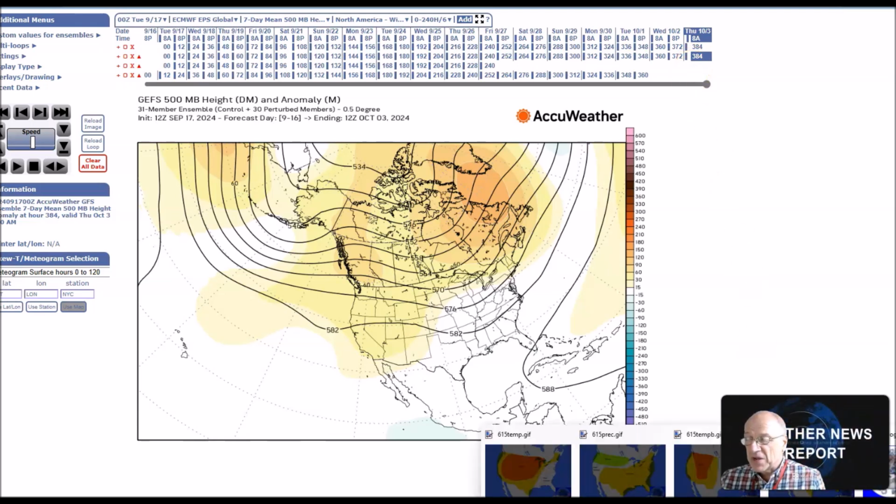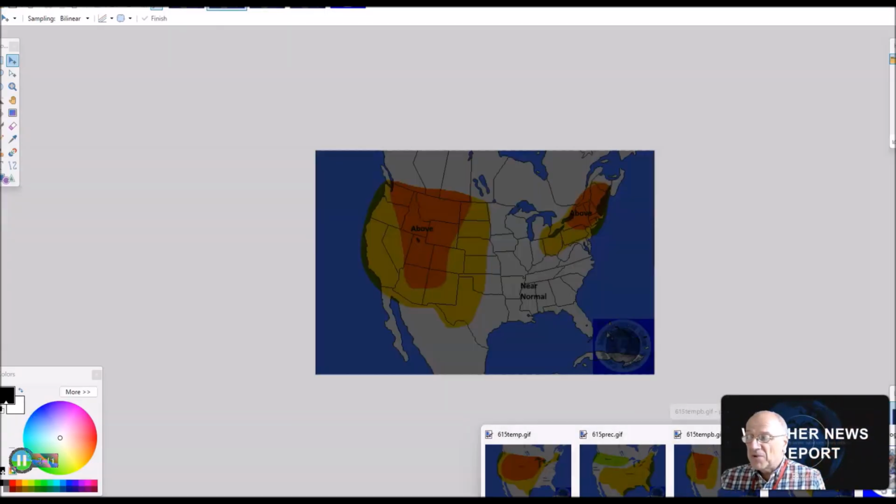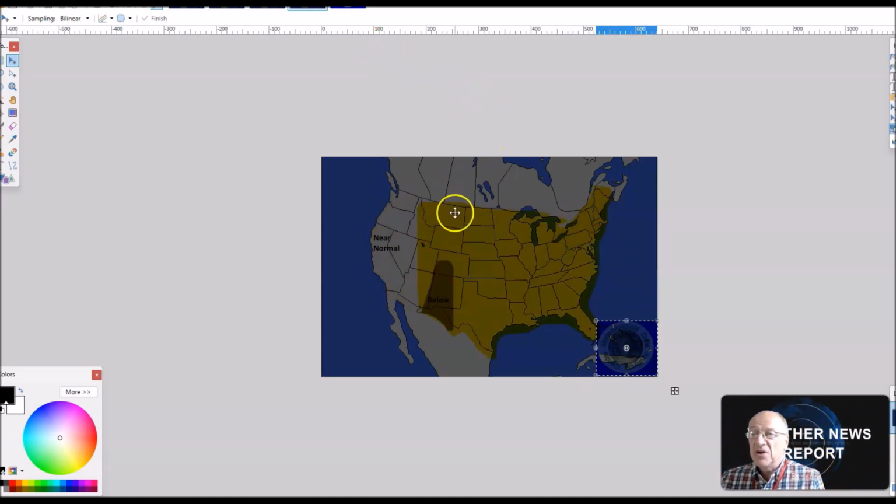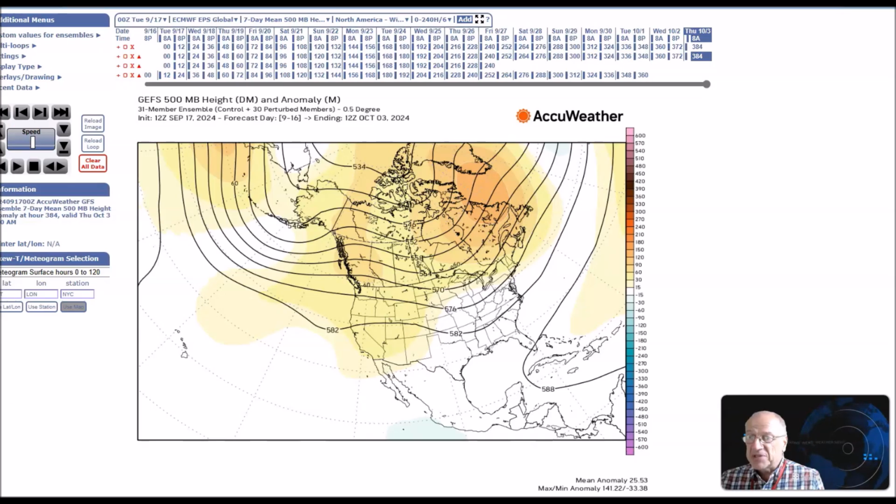So for this forecast period, I'm calling for above normal temperatures here and for this region, and anomalies forecast to be up to 8 degrees above normal. And for precipitation, calling for below normal precipitation for much of this region here, and the probability of occurrence is 35 to 40%.